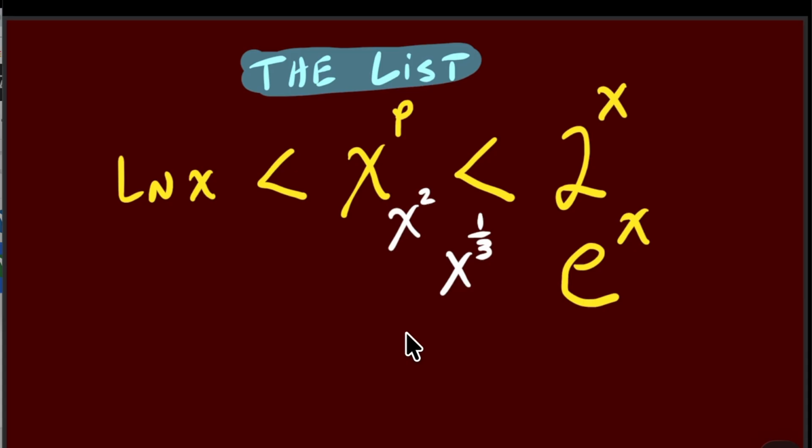I just want to clear up some confusion about what I said earlier. I kept saying that p is an integer, but it does not have to be an integer. It has to just be a positive number. So just think of p for positive. Even if you have x to the 1/3 power, it's still going to overtake the natural log of x.